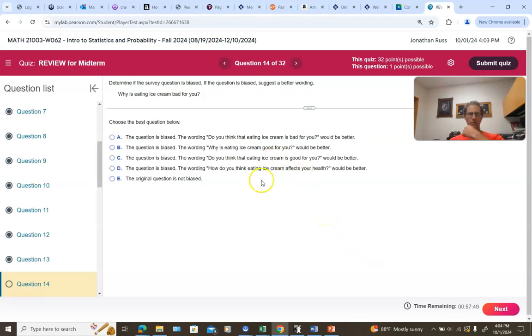Okay, number 14. It says, determine if the survey question is biased. If the question is biased, suggest a better wording. And the question is this: why is eating ice cream bad for you? So the question is biased here because you're suggesting that it's bad for you already. I think it is biased. Let's see.